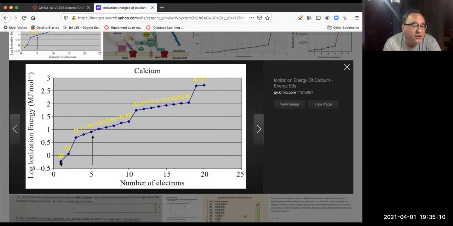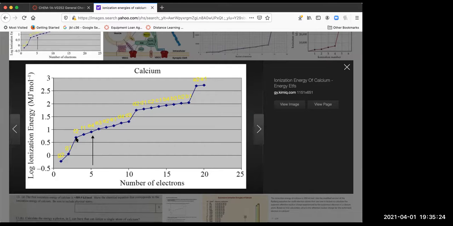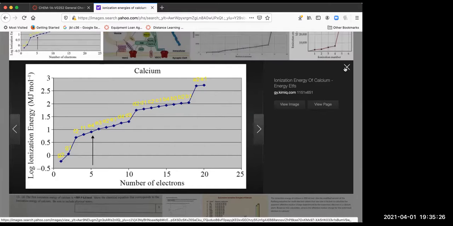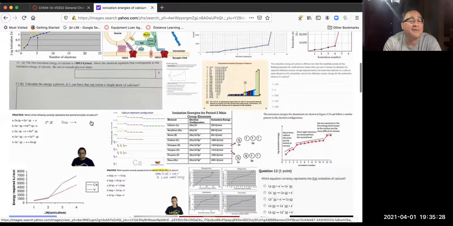But I want you to take a look at the first and second compared to the third. Now that third should be way off the scale compared to the first and the second. But you see how the first and second aren't bad, but the third is just ridiculously hard? Okay, so that's the deal with calcium. The third is ridiculously hard, so it ain't going to happen.